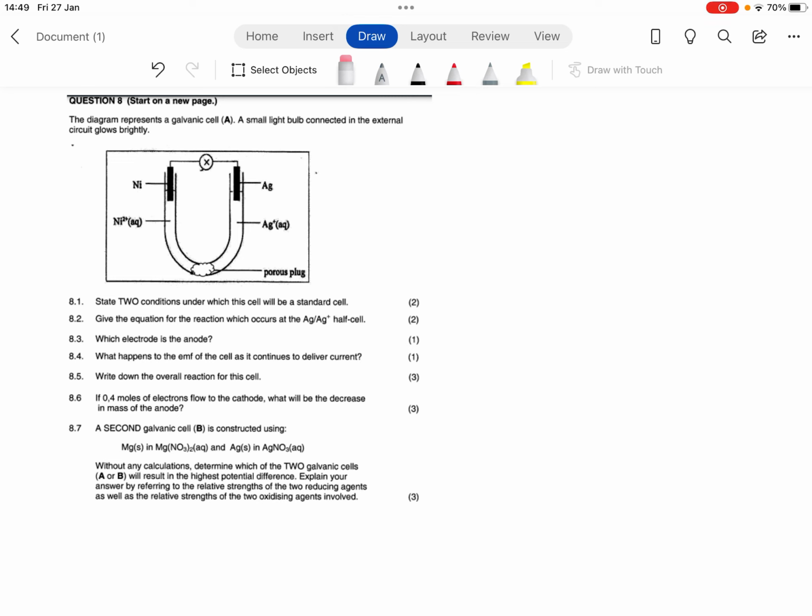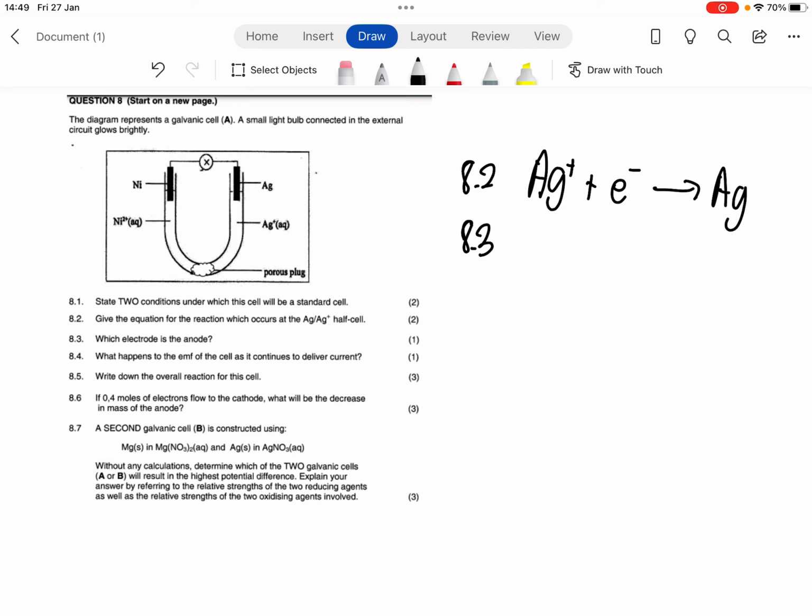Okay, and we know how to write our reduction reaction. So it's going to be 8.2. So we're going to have Ag plus an electron to form Ag solid. Okay, 8.3, which electrode is the anode?